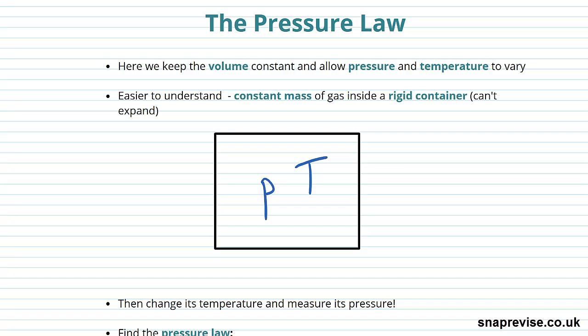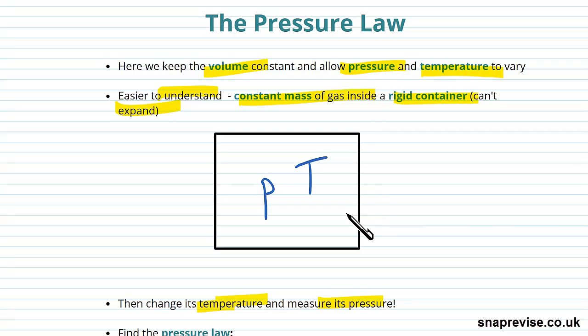So for our final gas law, we're going to look at the pressure law. This one isn't named after anyone, it's just called the pressure law, which makes it easy to remember. So here we keep the volume constant and allow pressure and temperature to vary. This one's much easier to understand because we just have constant mass inside a rigid container which can't expand, and all we do is we just change its temperature and then measure its pressure.